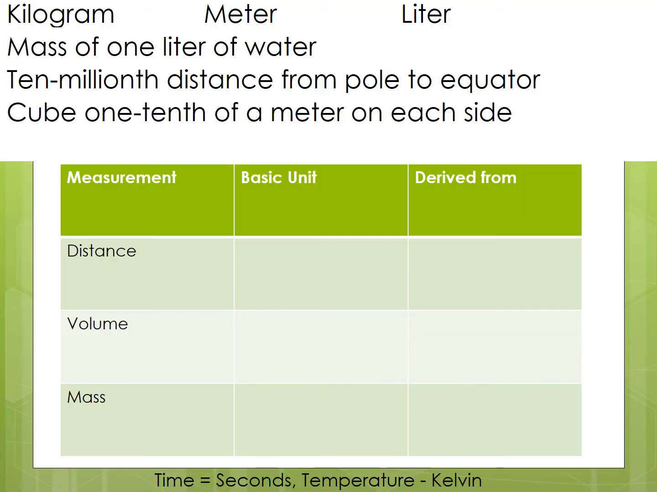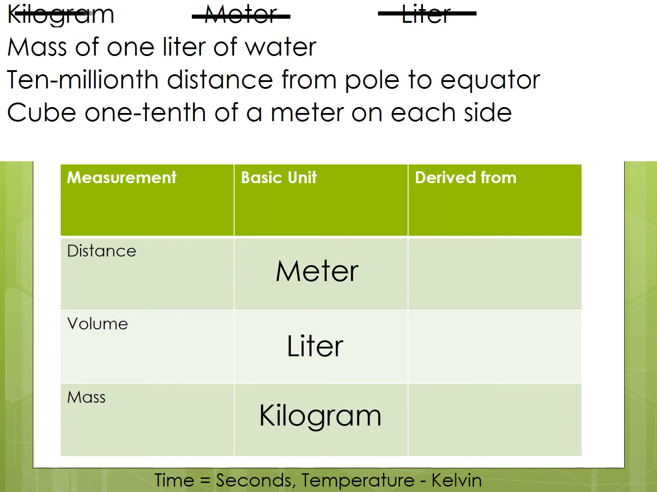So here's a quick review of the different units that you will see, the main units for distance, volume, and mass, and how they were divided. Distance is the meter, volume is the liter, and mass is the kilogram. For a meter, it takes about 10 million meters to go from the pole to the equator.